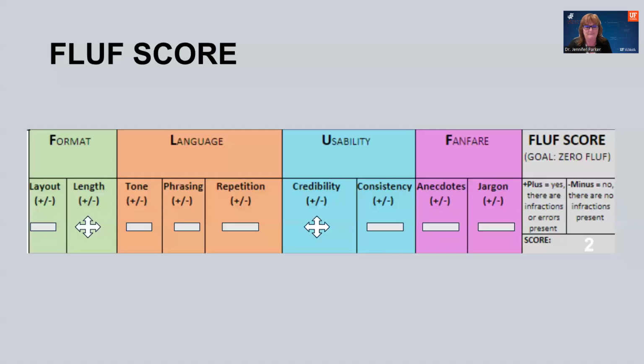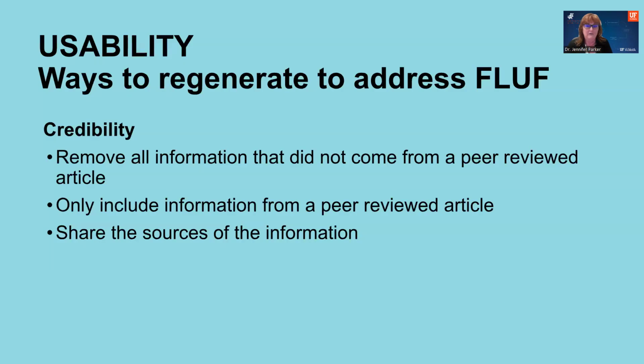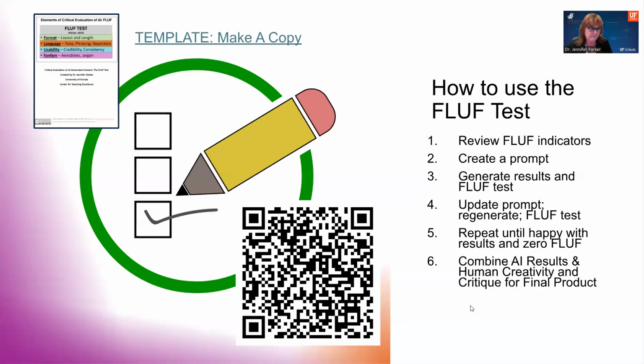So that's fanfare. So lastly, you'll go through and here's an example of a rubric score where we've got 2 infractions. We've got a length infraction and a credibility infraction. And for formatting errors, if you've got an error, you could ask it in your prompt to change the essay by reducing it to 3 to 5 sentences or expand it to 750 words. If you've got a usability infraction, there are lots of different ways you can ask it to regenerate. For example, telling it to only include peer-reviewed articles.